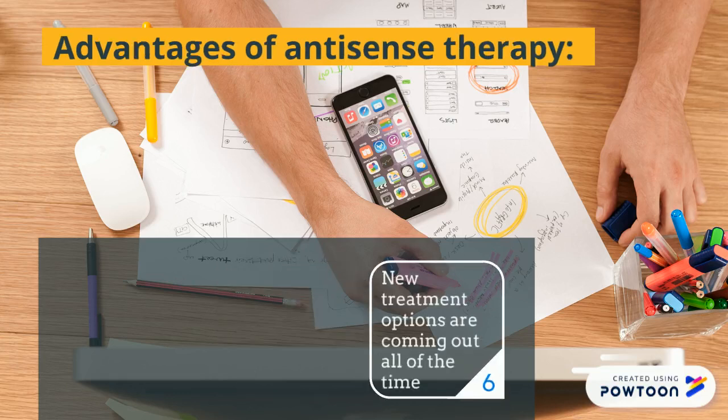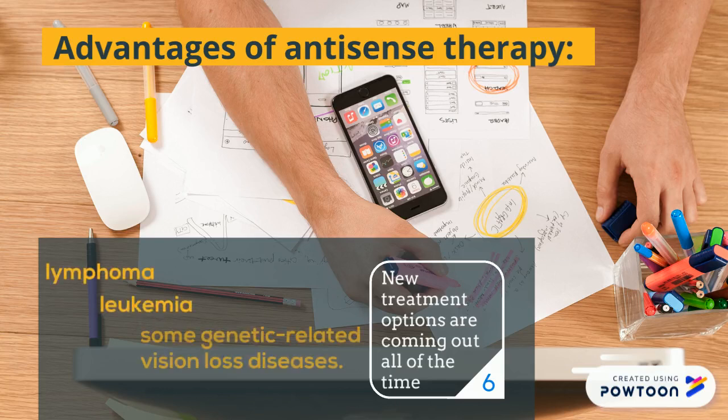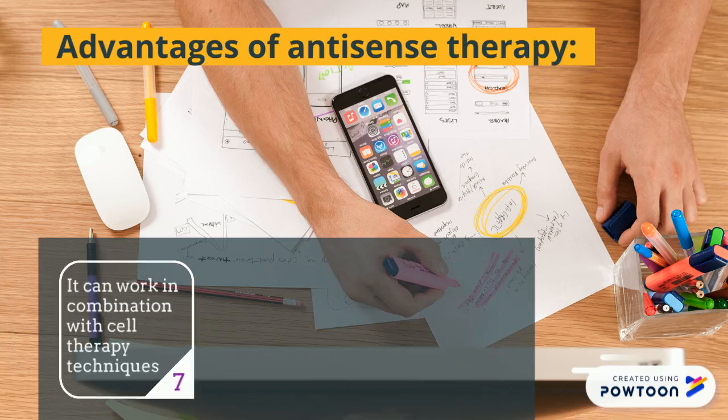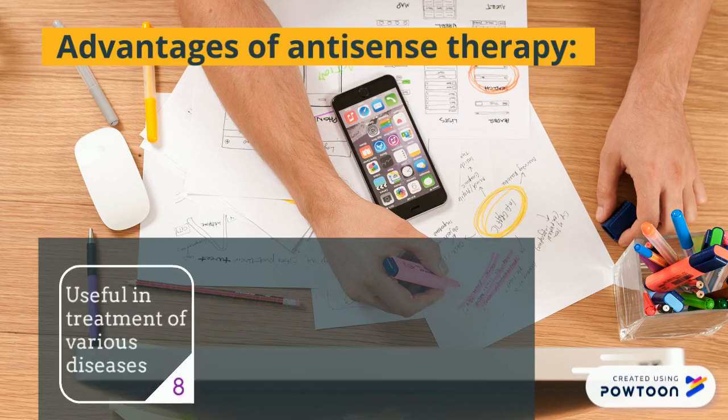New treatment options are coming out all of the time. Several products, such as Yescarta, have come to the market recently, providing new options for treating lymphoma, leukemia, and sometimes genetic-related vision loss diseases. It can work in combination with cell therapy techniques, which give patients a powerful way to recover from their medical condition.